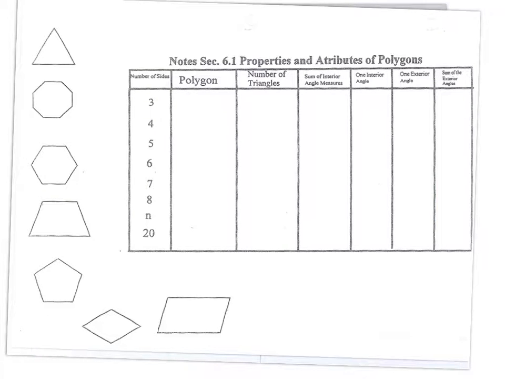What we're going to do here, we're going to explore what happens with the polygons, okay? So we need to fill out all this table. I'm going to help you with the first one, number 3, and then I'll give you a chance to work on number 4, and then I'll assign 5, 6, 7, and 8, okay? So let's start with the first one.